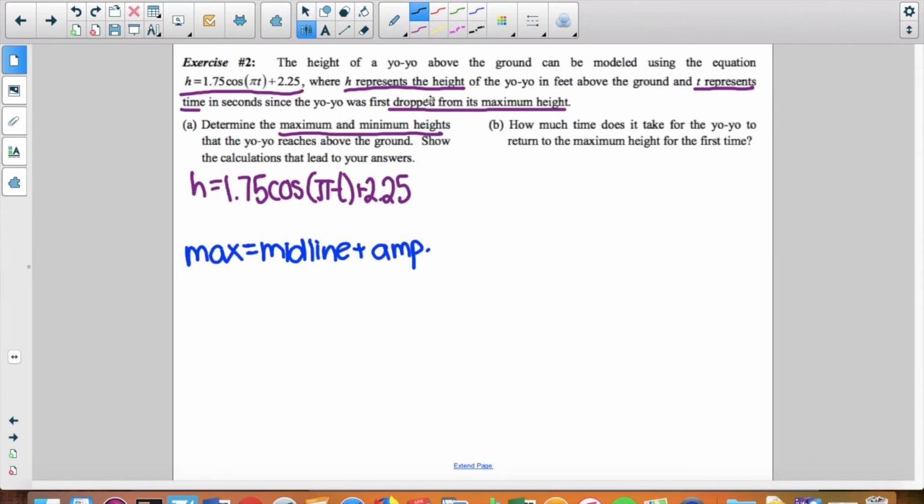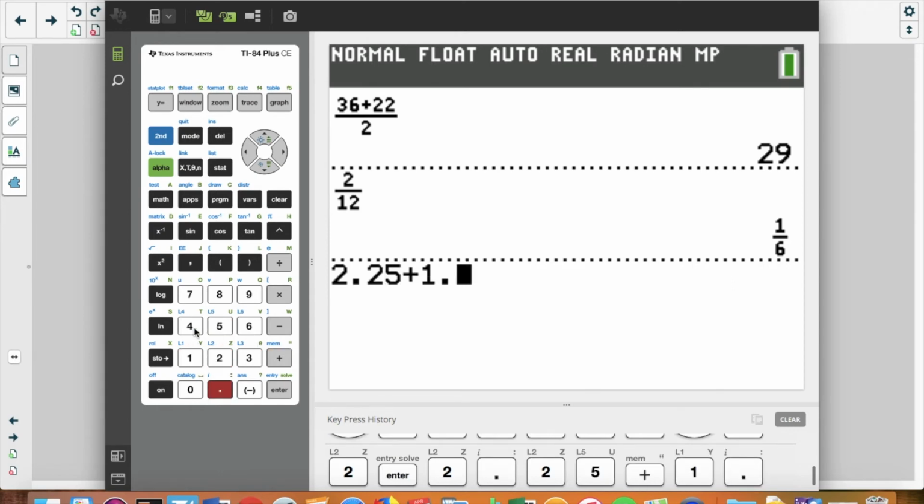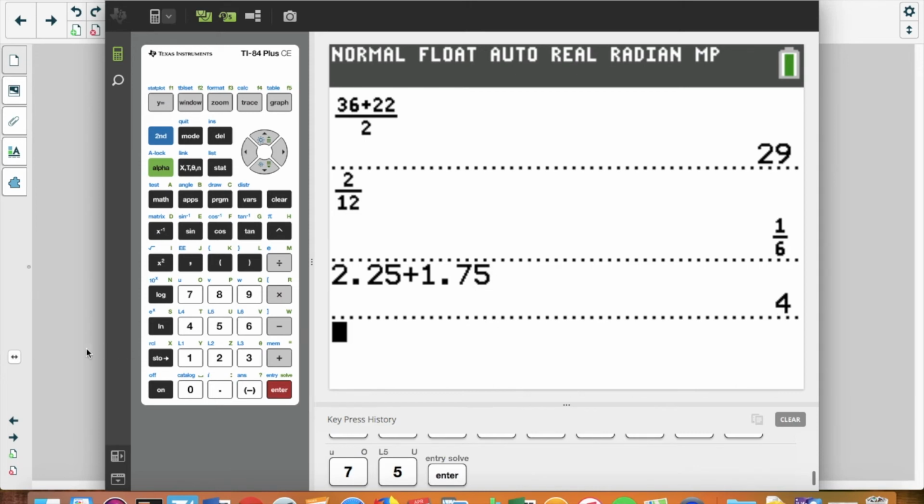Similarly, if you take your midline and subtract your amplitude, that's how you will get the minimum. So going back here, if we wanted to find our minimum, which we will have to find, we have to do our midline minus the amplitude. Okay? So starting here, our maximum is equal to, the midline is 2.25, and our amplitude is 1.75. Okay, so our max is 2.25 plus 1.75, which gives us 4.